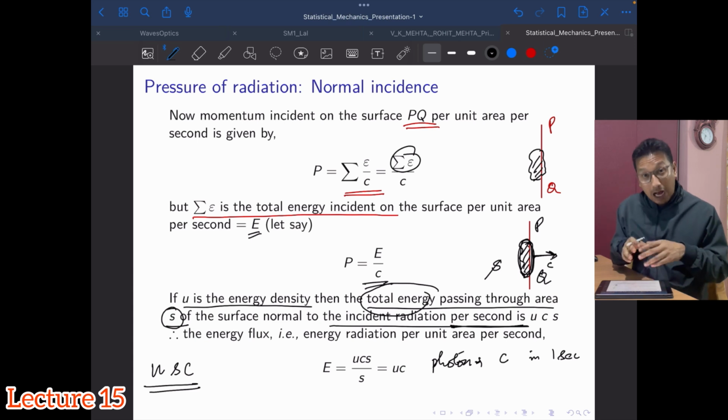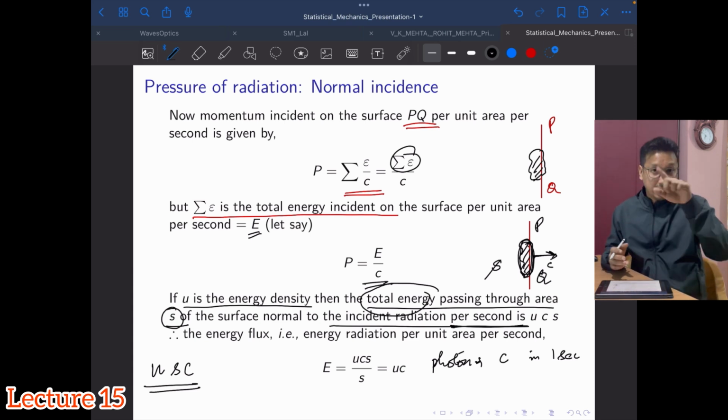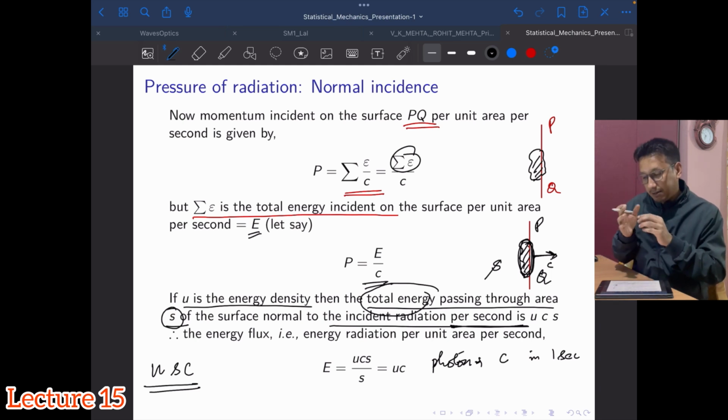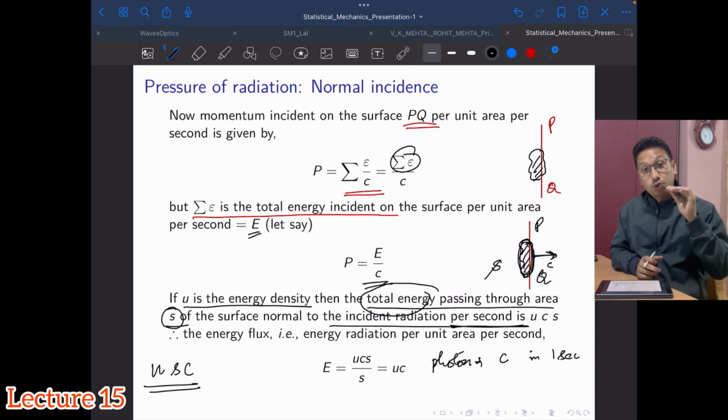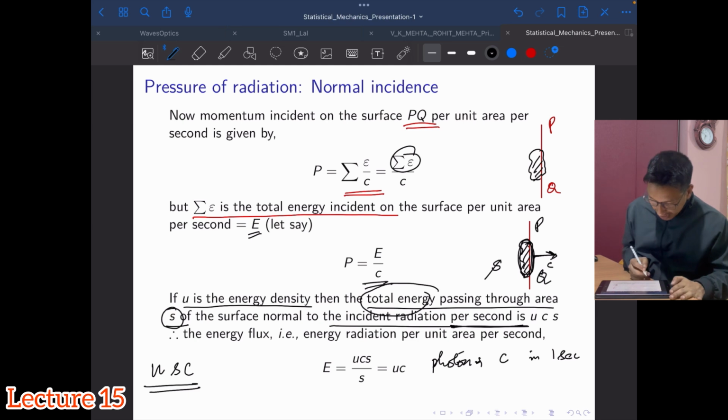Okay, so how will I get the volume now? To calculate the volume, I need the surface area through which the radiation is passing, which I know, and I need how much distance the photon will cover in 1 second. That is C. Base area is S, because I am calculating total energy passing through this surface in 1 second. So that is given by this UCS.